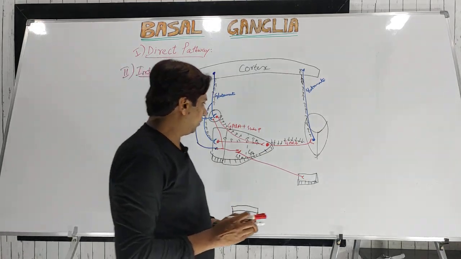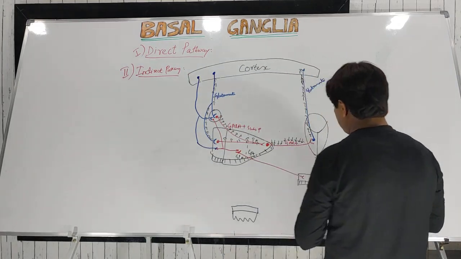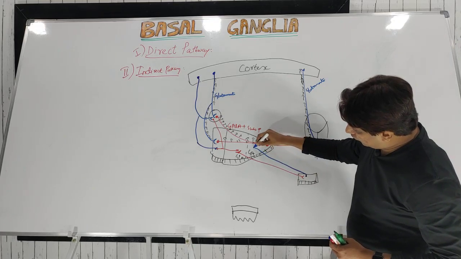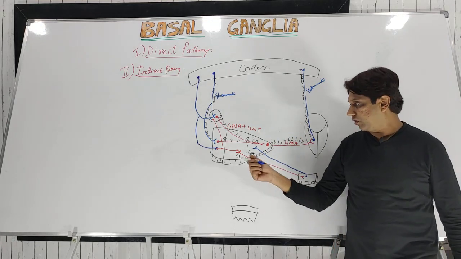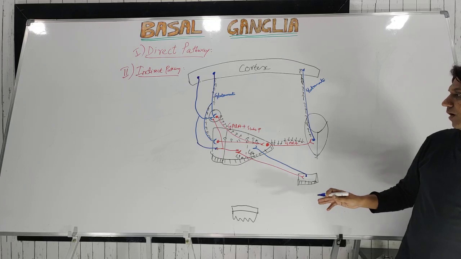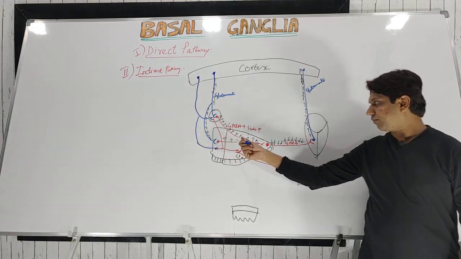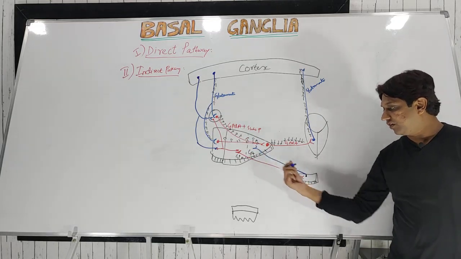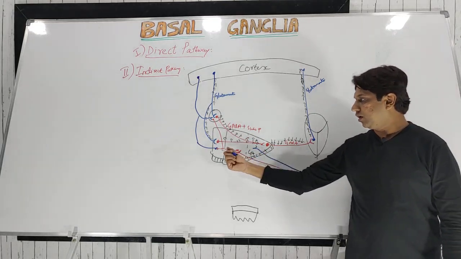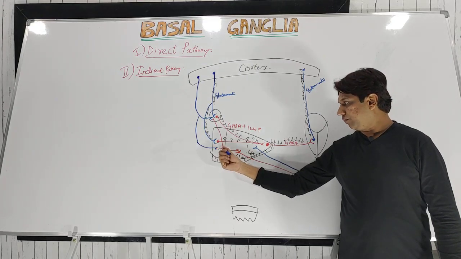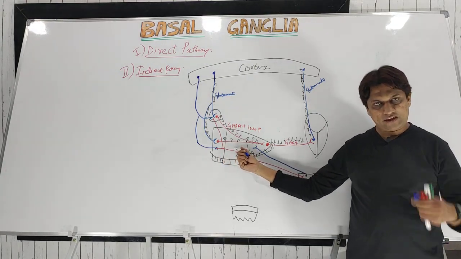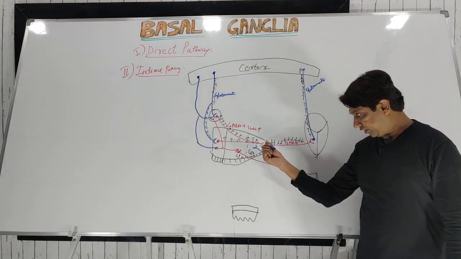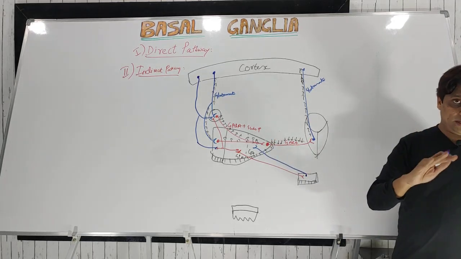Now from the subthalamic nucleus, there is an excitatory pathway that goes to the globus pallidus internus. Remember the difference between the direct and indirect pathway. The direct pathway goes directly from the putamen to the globus pallidus internus, whereas here there is a station in the subthalamic nucleus. So the indirect pathway goes from the putamen to the globus pallidus externus, from the globus pallidus externus to the subthalamic nuclei, and from the subthalamic nuclei glutamatergic fibers go to the globus pallidus internus.